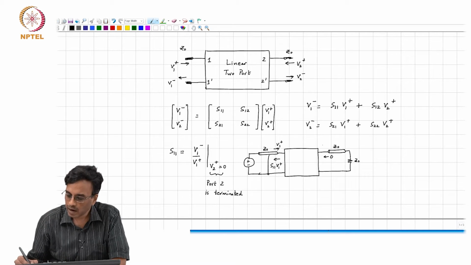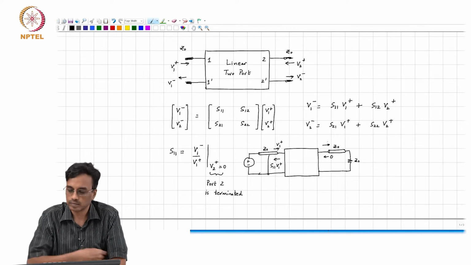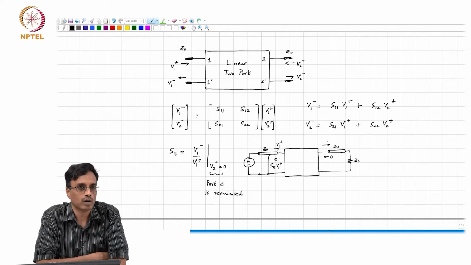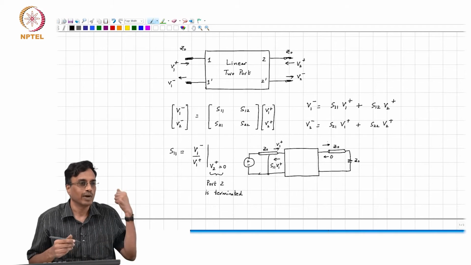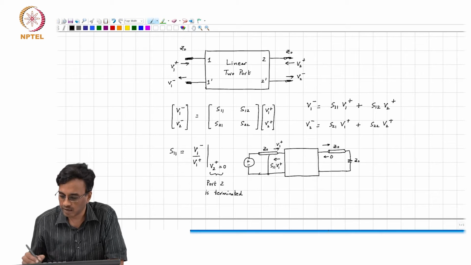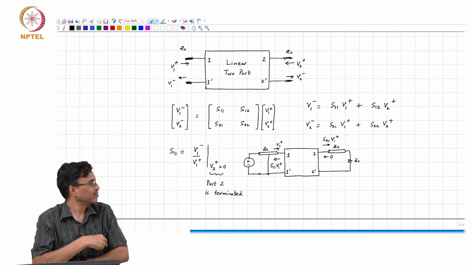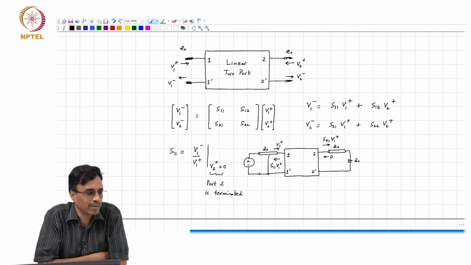So, what comment can you make about the V2 minus now? Is it 0 or is it non-zero? It's non-zero because the 2 port is basically whacking the second port, the output port. So, this is basically S21 times V1 plus. And this is analogous to what we do with the Y parameters and so on.